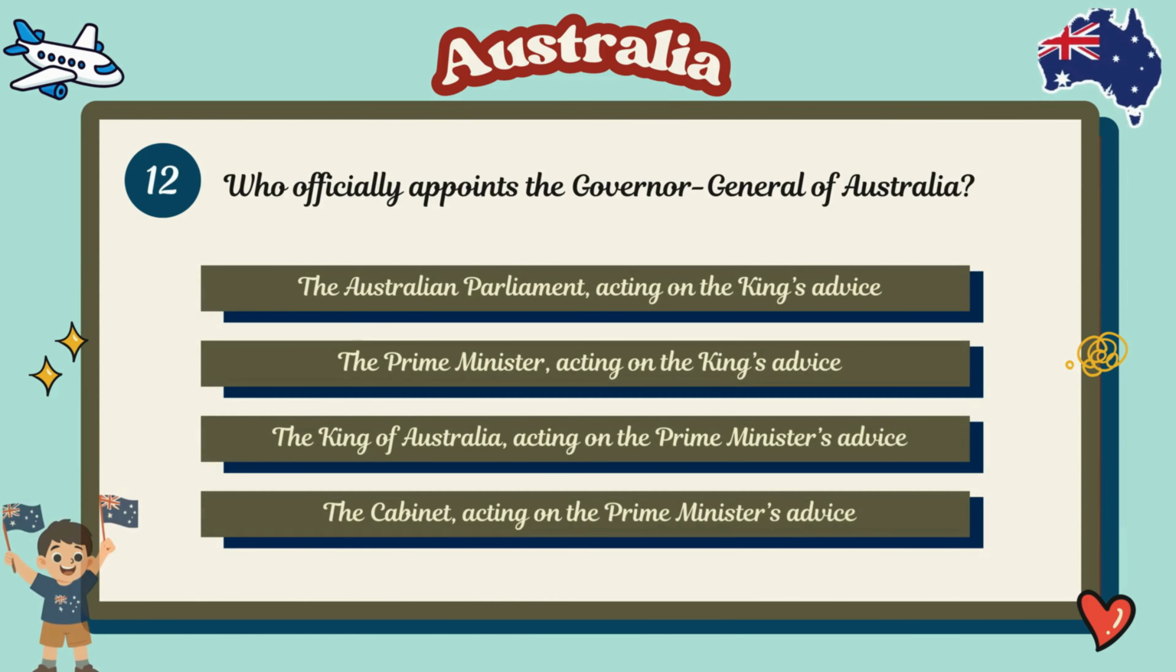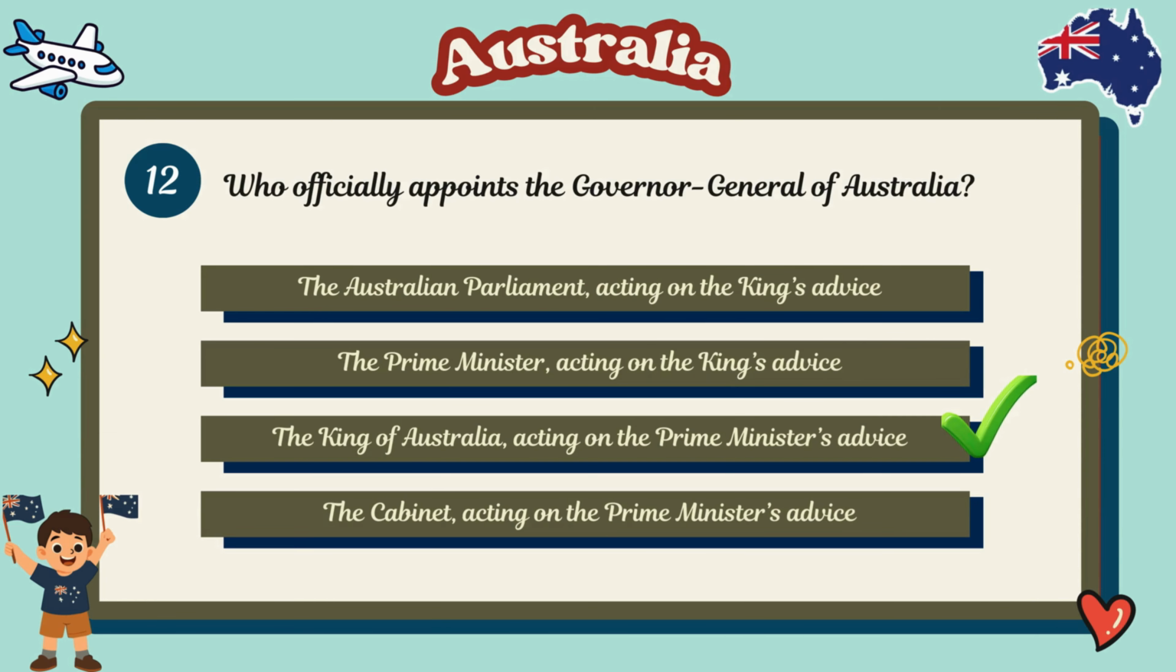Question 12. Who officially appoints the Governor-General of Australia? A. The Australian Parliament, acting on the King's advice. B. The Prime Minister, acting on the King's advice. C. The King of Australia, acting on the Prime Minister's advice. D. The Cabinet, acting on the Prime Minister's advice.